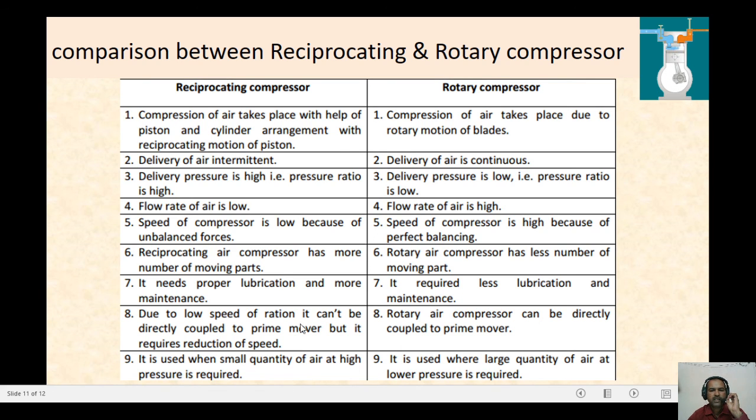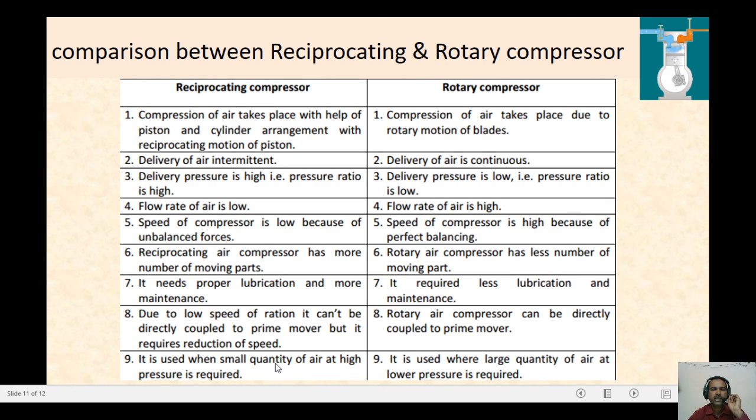Due to the low speed of rotation, the reciprocating compressor can't be directly coupled to the prime mover, but requires a reduction in speed. But the rotary compressor can be directly coupled to the prime mover. As we have discussed, the rotors or shafts are directly connected to the motor. When the motor rotates, the rotor rotates directly. But it is not like that in a reciprocating compressor.